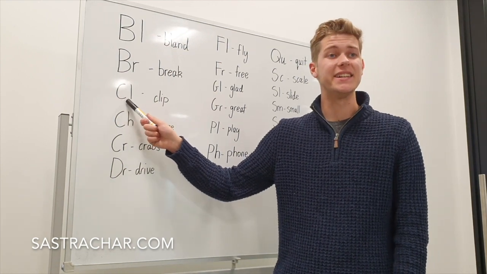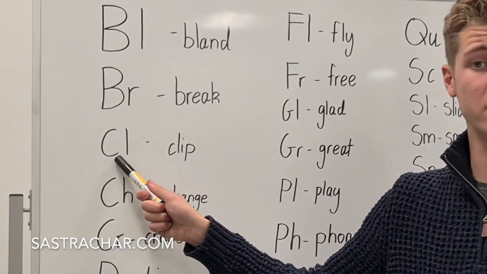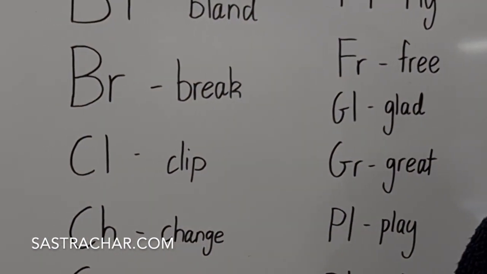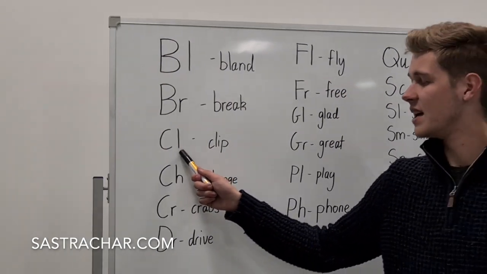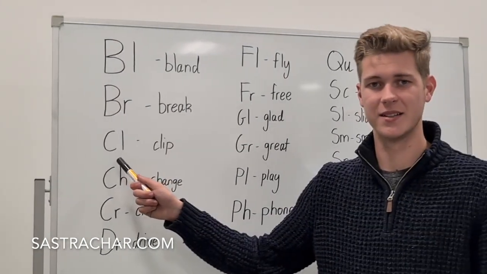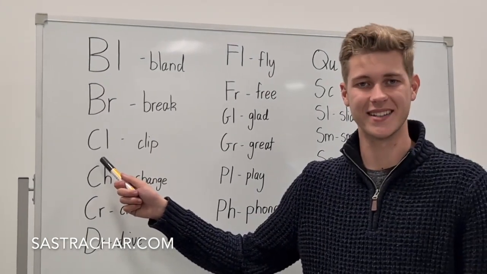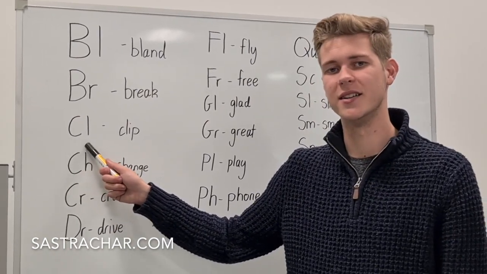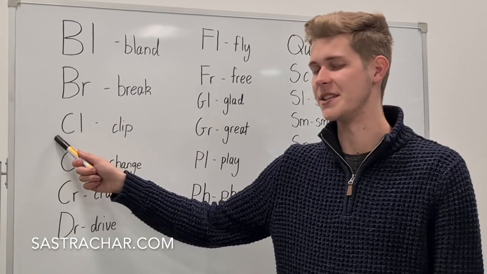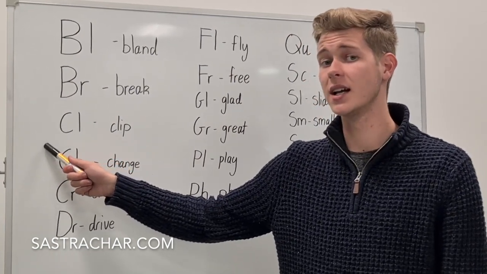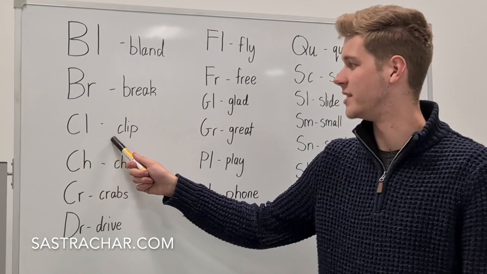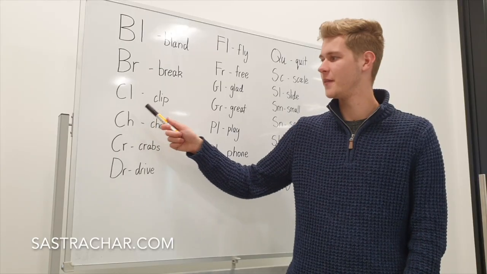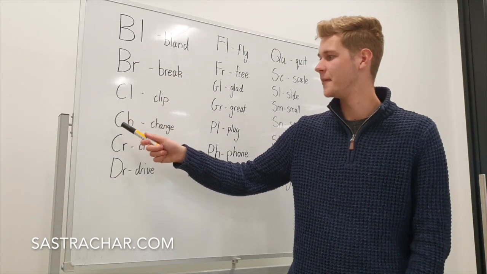This letter is a C, and as we know, the C makes a K sound. K. This letter is an L, and it goes L. K, L. Cl. So the C and the L together go cl. We've got a word here. Clip. Alright, that's CL, cl.